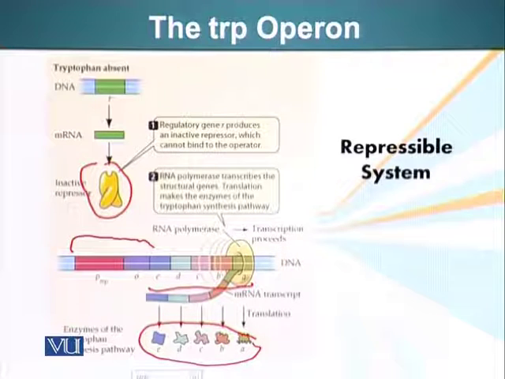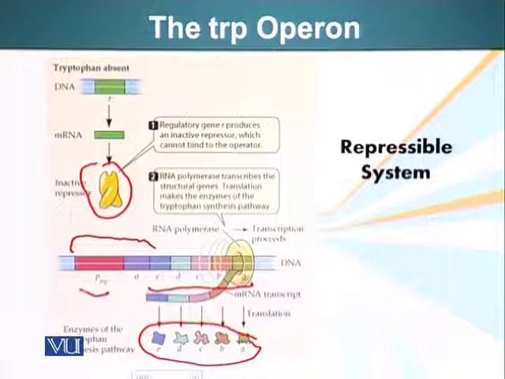DNA cannot be transcribed. So when there is no tryptophan, the cell needs to make tryptophan. The repressor will be inactive. It will not be able to bind the operator. RNA polymerase will be free to bind the promoter region, and this would result in production of the proteins necessary for the biosynthetic pathway for tryptophan.